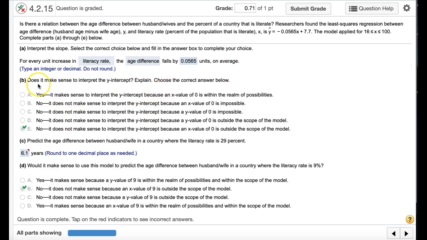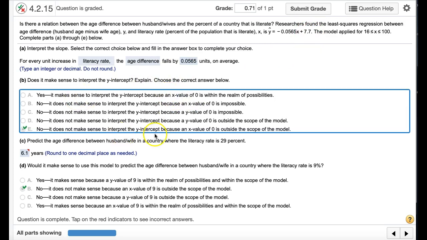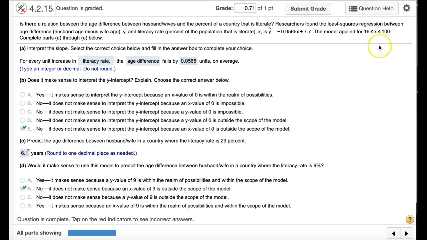Then you answer question B: what does the y-intercept mean? In this case, it doesn't mean anything, because a y-intercept occurs when x equals 0. When the x value is 0, that's when we have a y-intercept, but x equals 0 is outside the scope of our equation or model.